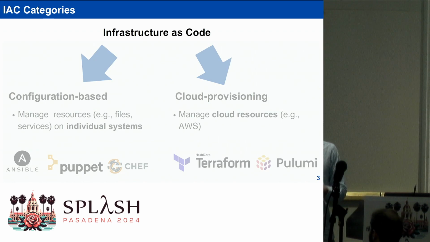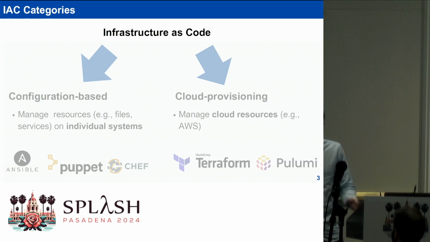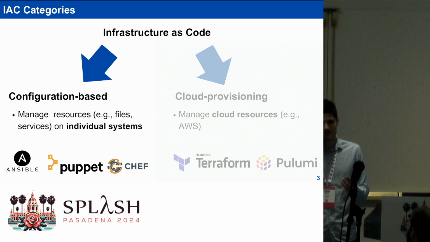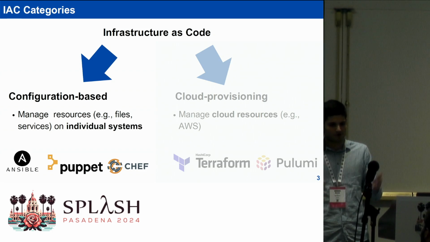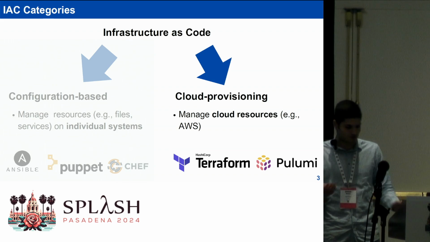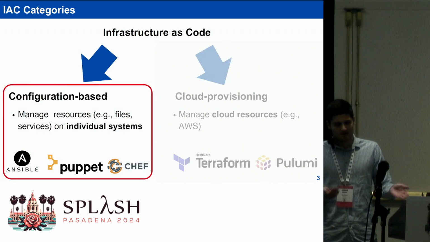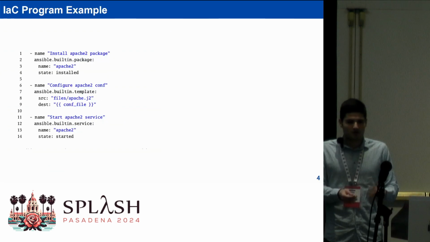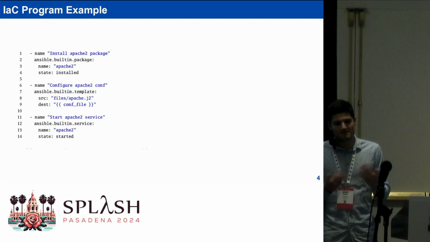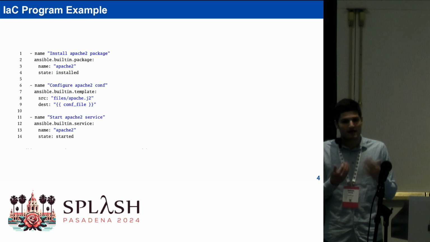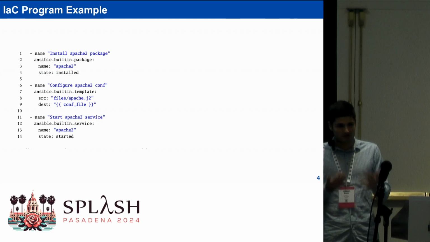We can classify infrastructure as code into two categories. First of all, we have the configuration-based IaC, which is used to manage resources on individual systems that are part of a broader infrastructure. And we also have cloud provisioning IaC, which is used to manage cloud resources. In this work and in this presentation, we will only focus on configuration-based IaC. In this context, DevOps engineers and system administrators write high-level declarative configuration files using domain-specific languages in order to specify the desired state of the infrastructure.